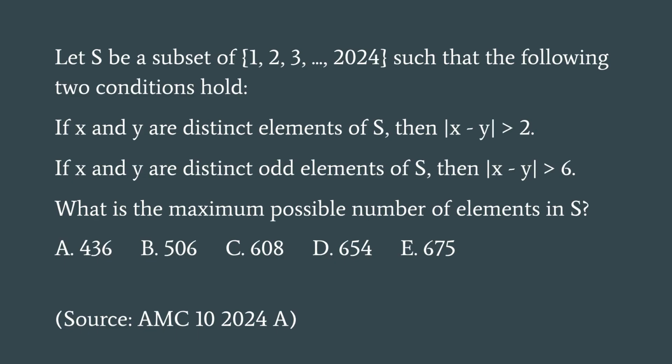Let S be a subset of 1, 2, 3 all the way to 2024, such that the following two conditions hold. If x and y are distinct elements of S, then the absolute value of x minus y is greater than 2. If x and y are distinct odd elements of S, then the absolute value of x minus y must be greater than 6. What is the maximum possible number of elements in S?